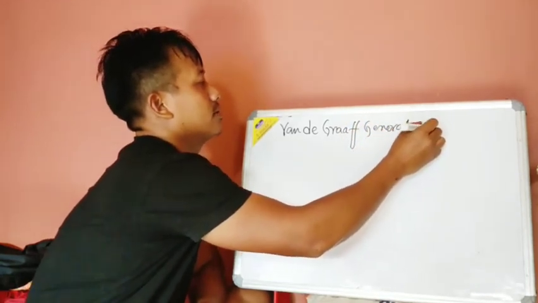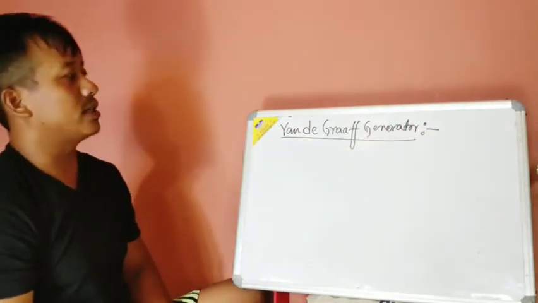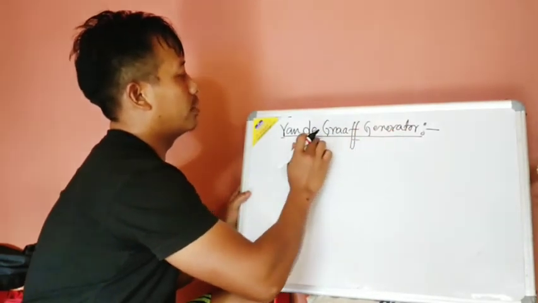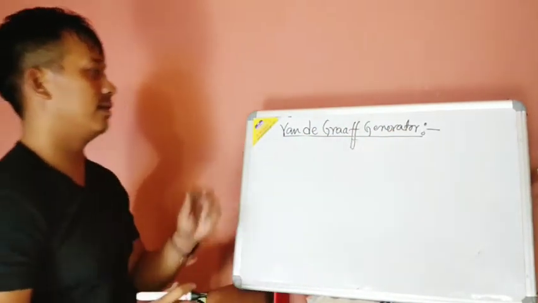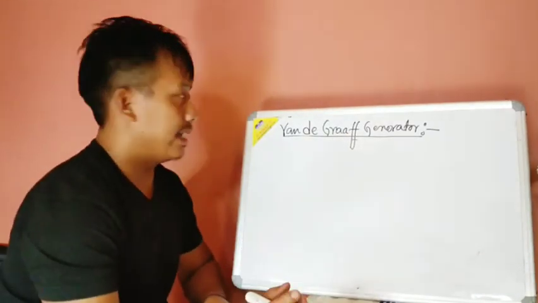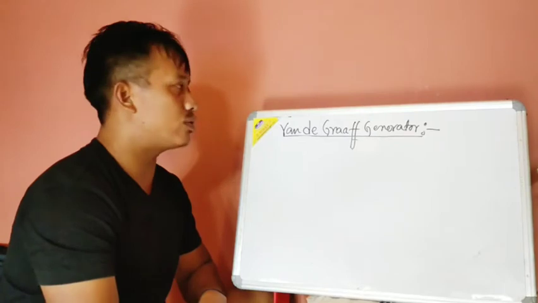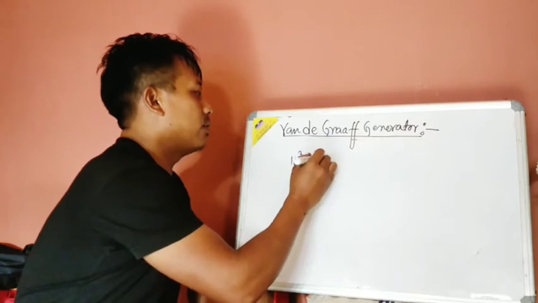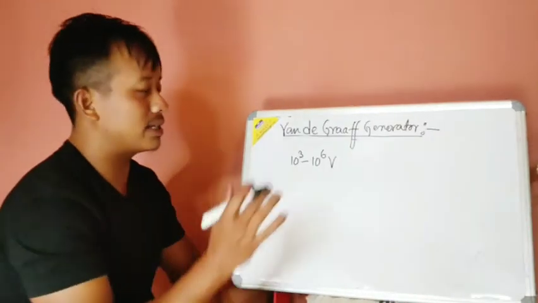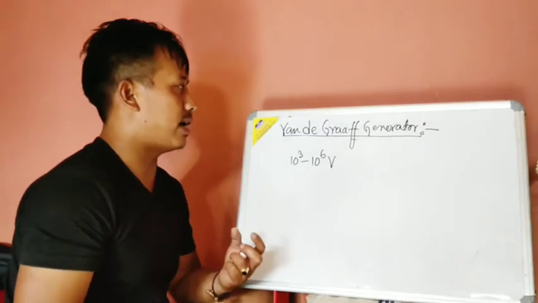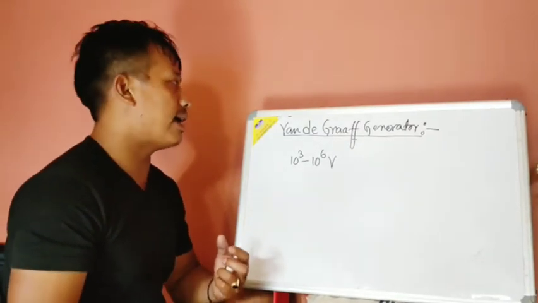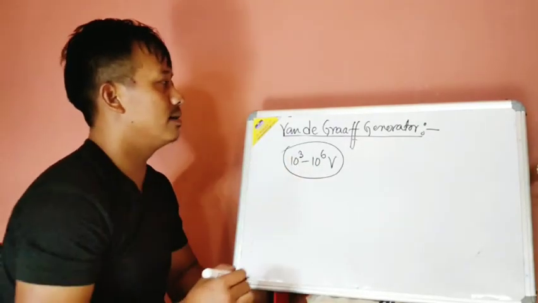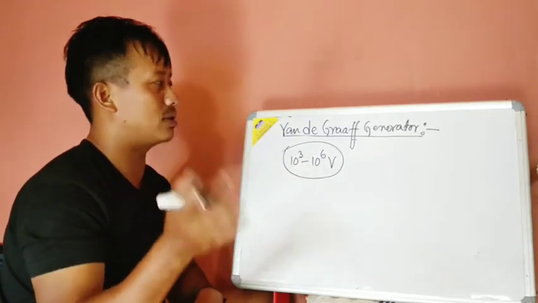As the name suggests, it is a generator which is going to generate high potential difference, which may be of the order of a million volt. A Van de Graaff generator is used to generate high potential difference, of the order of 10 power 3 to 10 power 6 volt. This much large potential can be used to accelerate positive charges.